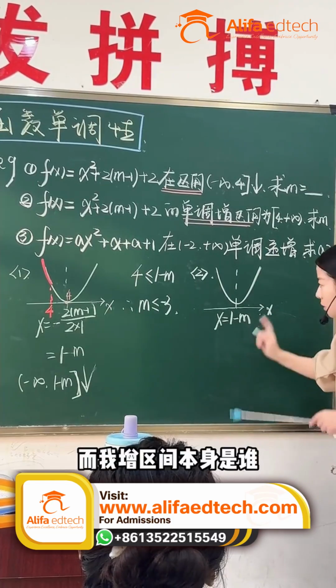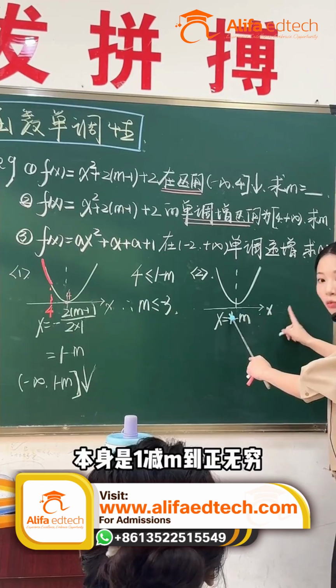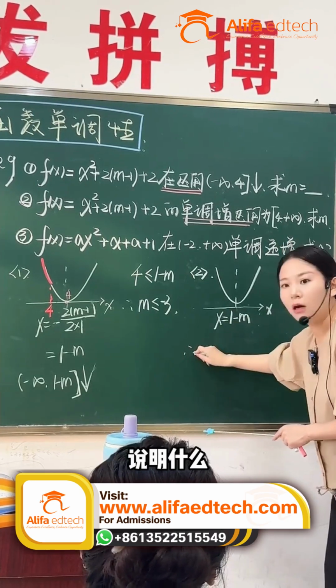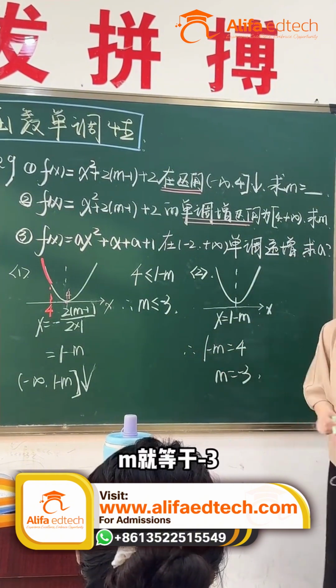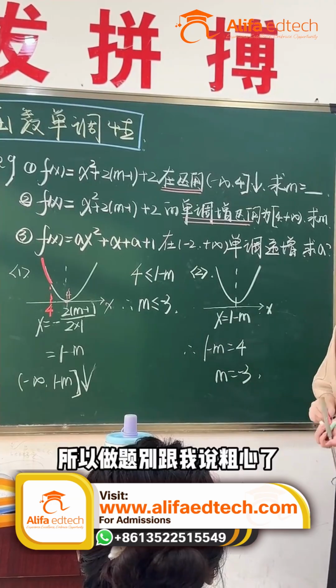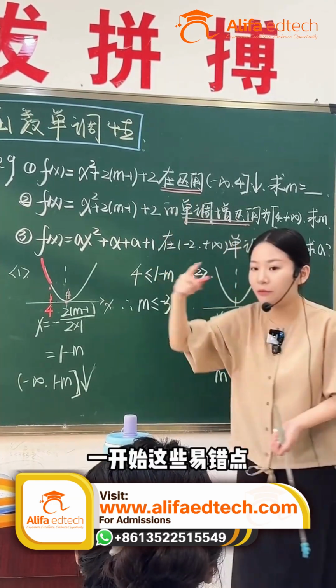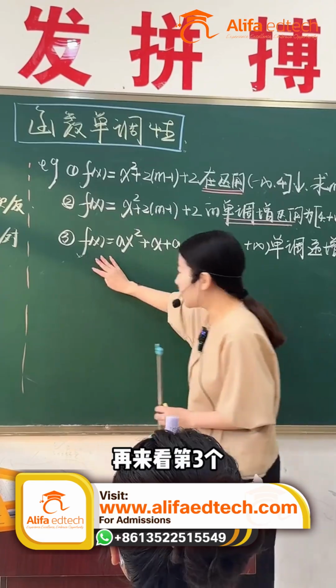But what is my increasing interval itself? It's from 1 minus m to positive infinity. And you're saying it's from 4 to positive infinity. What does that mean? It means 1 minus m is 4, so m equals negative 3. So when you do problems, don't tell me you were careless. The essence of carelessness is not understanding these common pitfalls from the start. Is that clear? Come on, let's look at the third one.